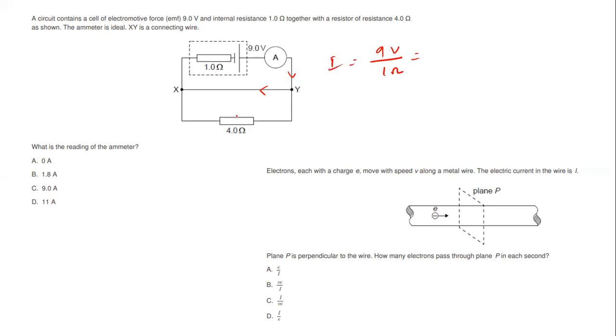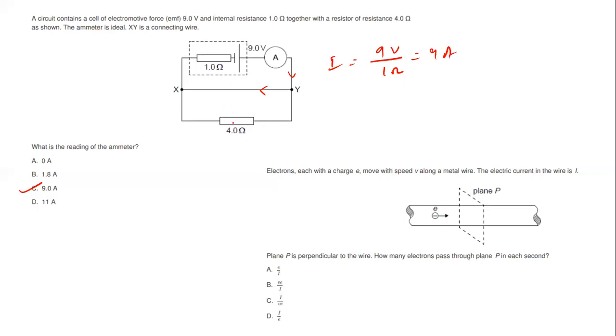You should not take this one here because no current passes like this. Wherever there is a resistance, and there is no other way, then it will pass through it. But if there is a resistance-less wire, it will always pass in this direction. It won't pass here. So therefore 9 by 1, which is equal to 9 ampere. So the answer is C.